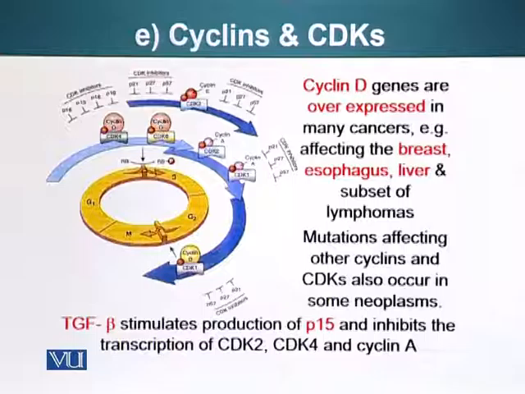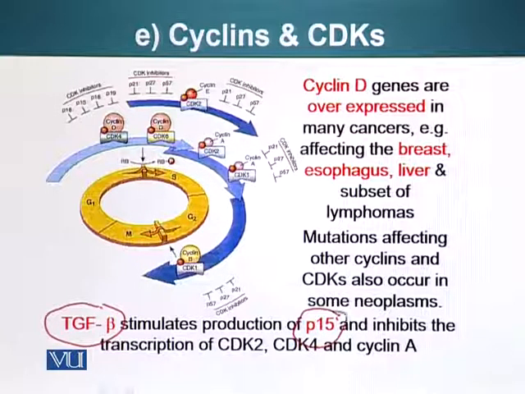Cyclin D genes are overexpressed in many cancers, for example, the ones affecting breast, esophagus, liver, and a subset of lymphomas. Mutations affecting other cyclins and CDKs also occur in some neoplasms. Here I would also like to mention there are certain signaling molecules that tell the cell not to divide. TGF-beta, for example, is one of those molecules. It results in production of P15, which we have already talked about. P15 inhibits the transcription of CDK2 and CDK4 and also cyclin A.